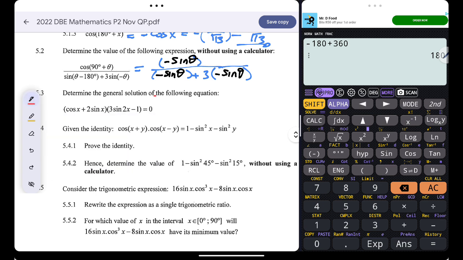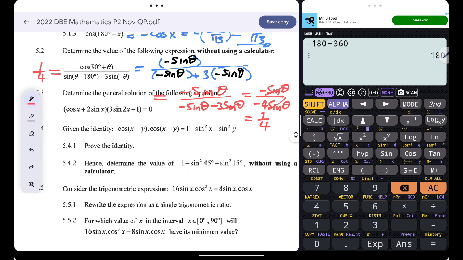So that means I'll have negative sine theta all over minus sine theta minus 3 sine theta, which will give me over negative 4. And then the signs will cancel. I'll be left with positive 1 over 4. So whenever I simplify this, I'll get 1 over 4. Are you together?